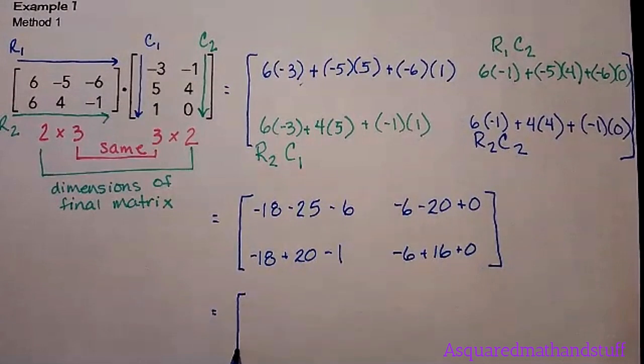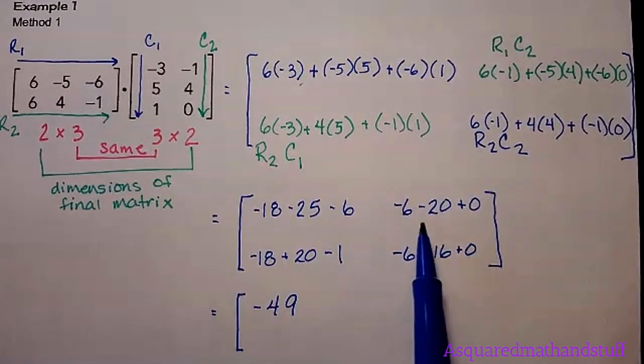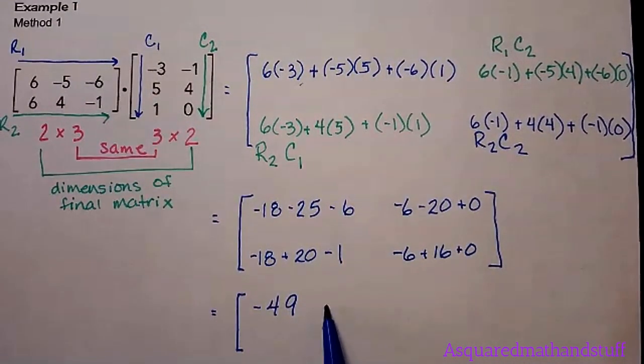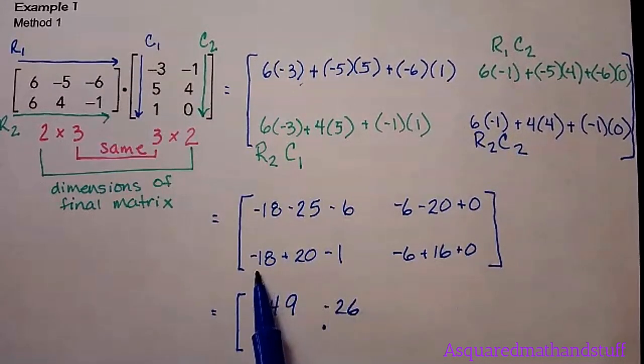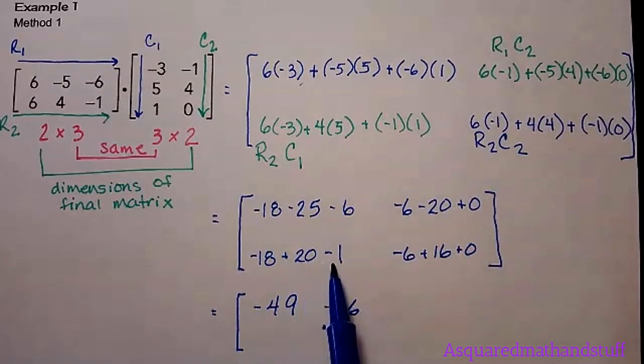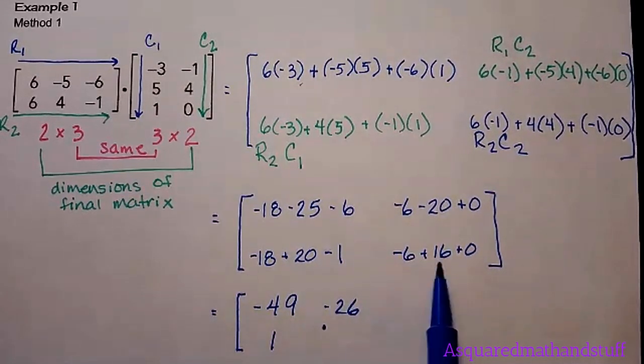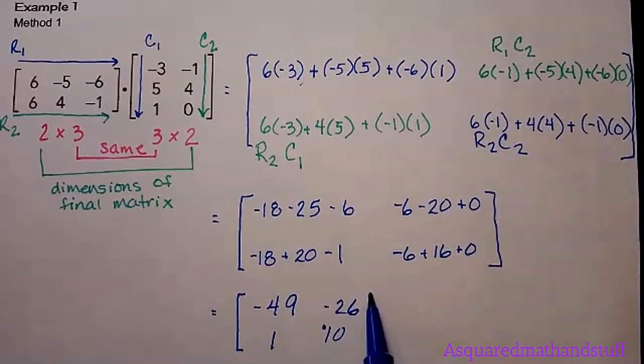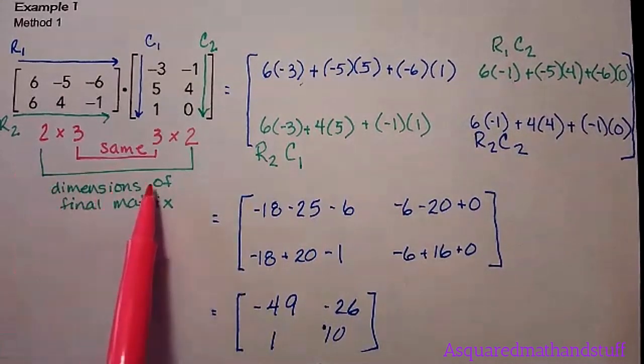So a -18 minus 25 minus 6 gives us -49. -6 minus 20 plus 0 equals -26. -18 plus 20 minus 1 gives us 1. And then finally, we will end up with a 10 there. So that is our final matrix, and it worked out to be a 2 by 2, which is exactly what we were supposed to get based on the dimensions of the final matrix here.